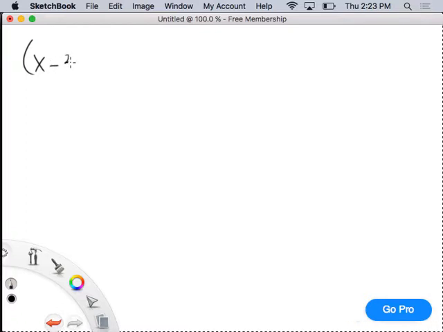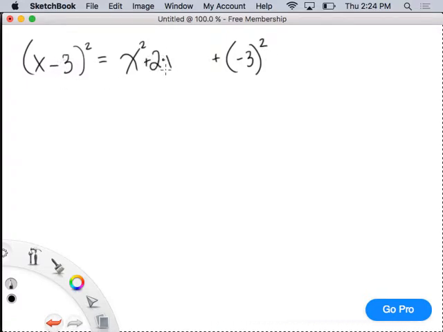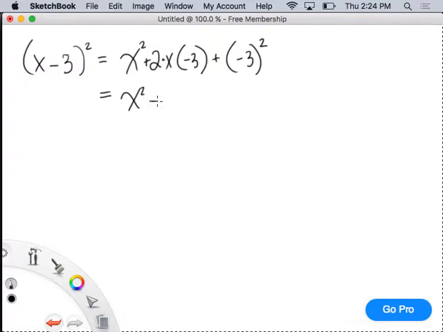X minus 3 squared. I'll do this one with you. Square the first, square the last. Well, it's not just 3, it's negative 3 this time, you see? Then multiply and double. So plus 2 times x times negative 3 equals x squared. Positive times a negative is negative. 2 times 3 is 6x plus negative 3 squared is 9. What happens when I square a negative number? It becomes positive. Very good. So x squared minus 6x plus 9.